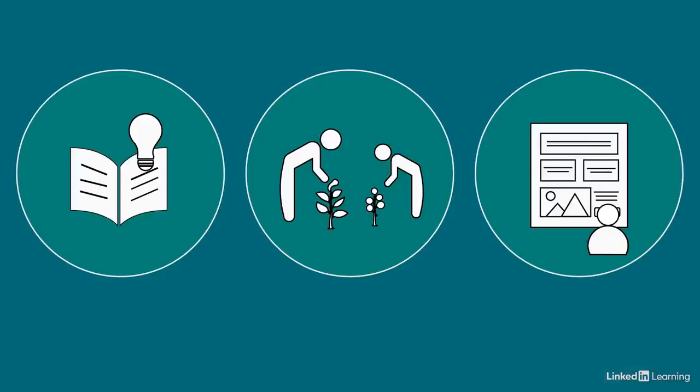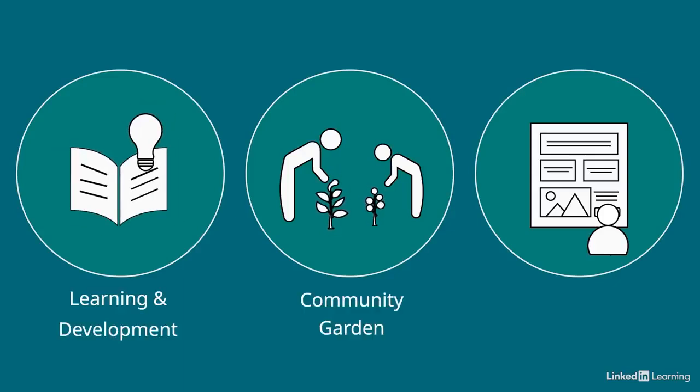You may have heard the term design thinking and noticed that it applies to anything from corporate strategy to designing apps. That's because design thinking is a creative problem-solving method that can be applied to any problem of varying complexity that involves humans. You can use it to launch a learning and development program, to design a community garden, or to develop a new product or service.